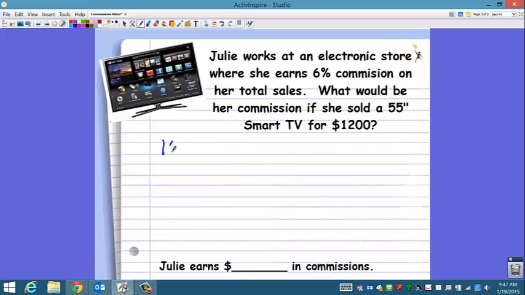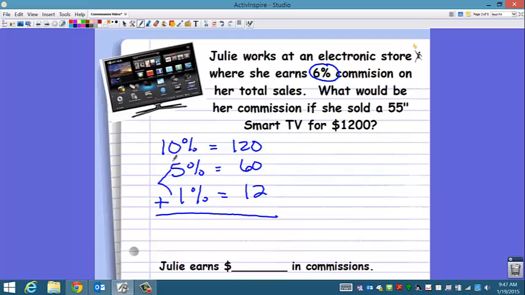Going through my benchmarks, I know that I can find 10% by moving the decimal one place to the left. So 10% would be $120. From 10%, I can make 5% by dividing it into 2, splitting it in half, and that would be $60. I can mentally find 1%, move the decimal 2 places to the left, and 1% would be $12. So I need to come up with 6%. I can add these two together, the 5% and the 1%. Add the 60 plus the 12, and that would give me my 6% amount, which would be $72.